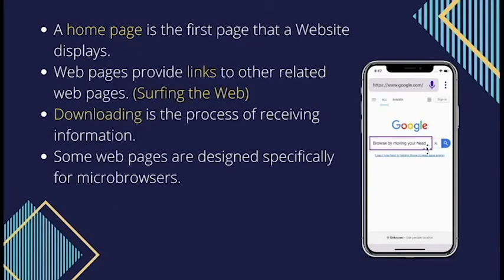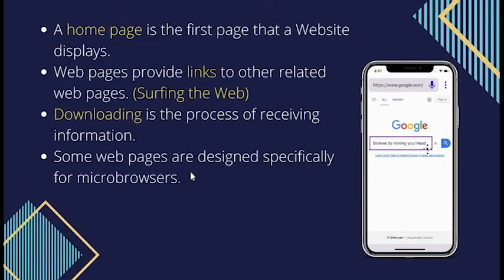Next, what is a home page? A home page is the first page that a website displays. If you type google.com, the first page you see is the home page of the website. Web pages provide links to other related web pages for surfing the net. Most web pages have many hyperlinks. And downloading is the process of receiving information.